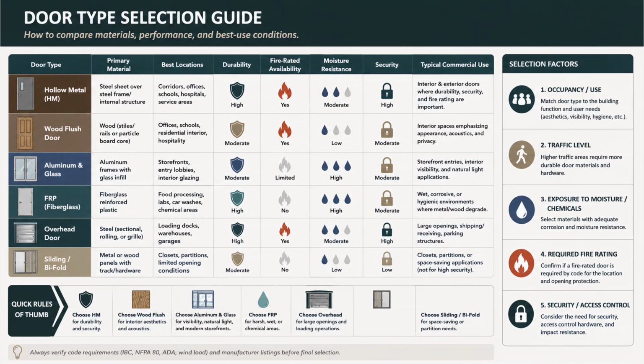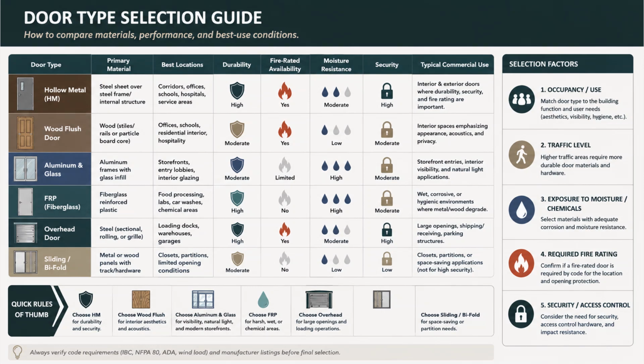The columns rate each door type on durability, fire-rated availability, moisture resistance, security, and typical commercial use. Scan across any row and you get that door's profile. The quick rules of thumb at the bottom are what I want you to remember. Choose hollow metal for durability and security. Choose wood flush for interior aesthetics and acoustics.